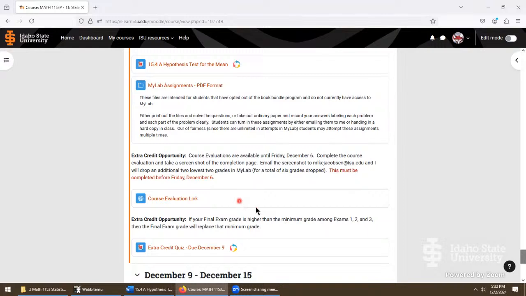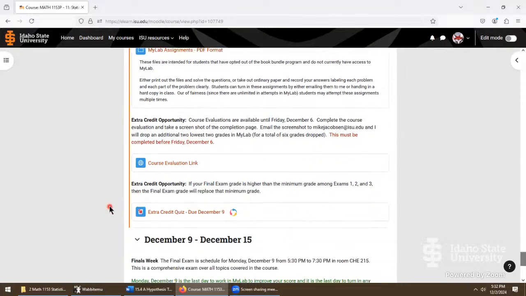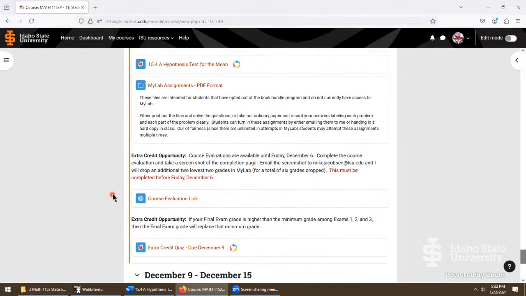Aside from that, the final extra credit opportunity is relative to the final exam. If your final exam grade is higher than your minimum grade amongst exams 1, 2, and 3, it will just fully replace that minimum grade. So if you had a bad exam, this is a great way to replace that. And aside from that, I think I'm running out of announcements, but questions so far?